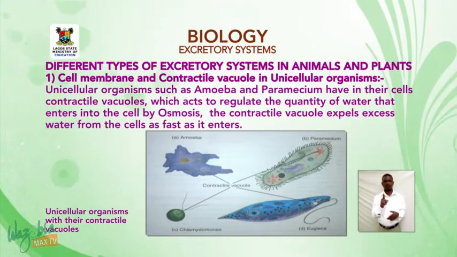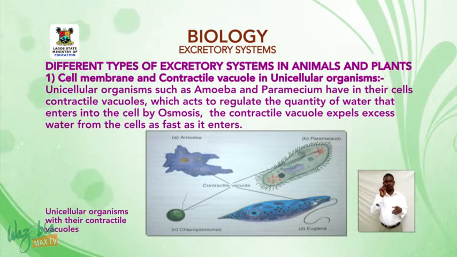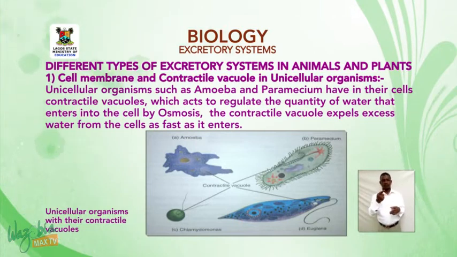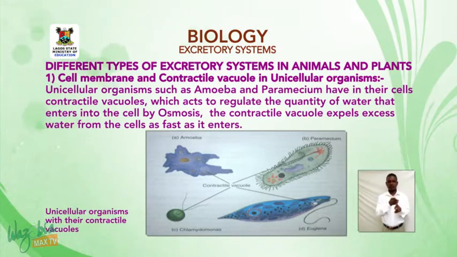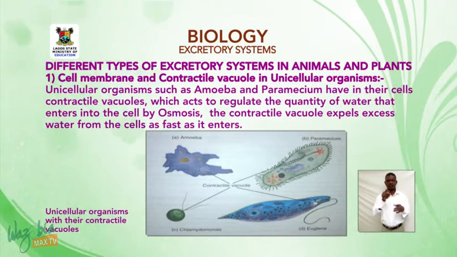1. Cell membrane and contractile vacuole in unicellular organisms. Unicellular organisms such as amoeba and paramecium have in their cells contractile vacuoles which act to regulate the quantity of water that enters into the cells by osmosis. The contractile vacuole expels excess water from the cells as fast as it enters.